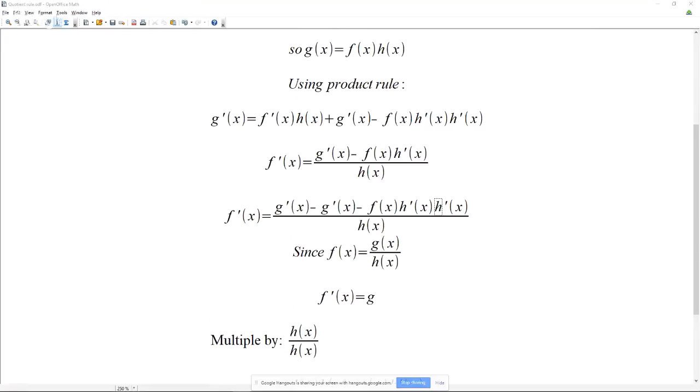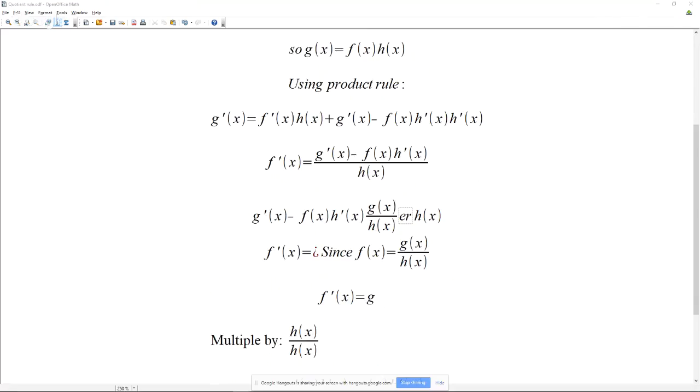Did it do it? No. Okay. Look at this. H over, this is what I want to copy, and I want to stick this in for f of x. There we go. We're getting closer.